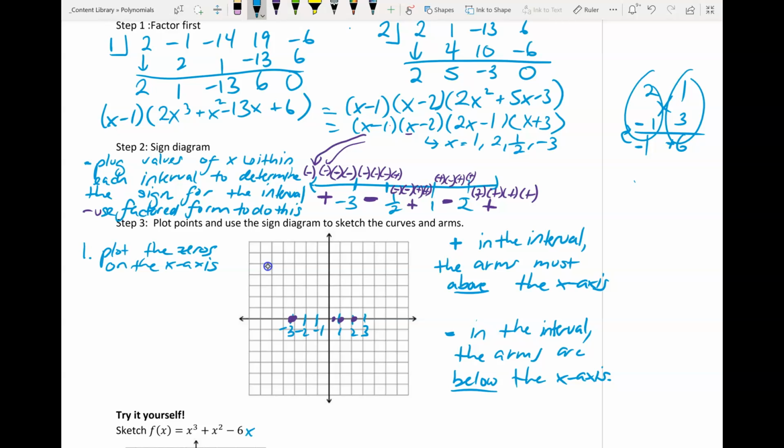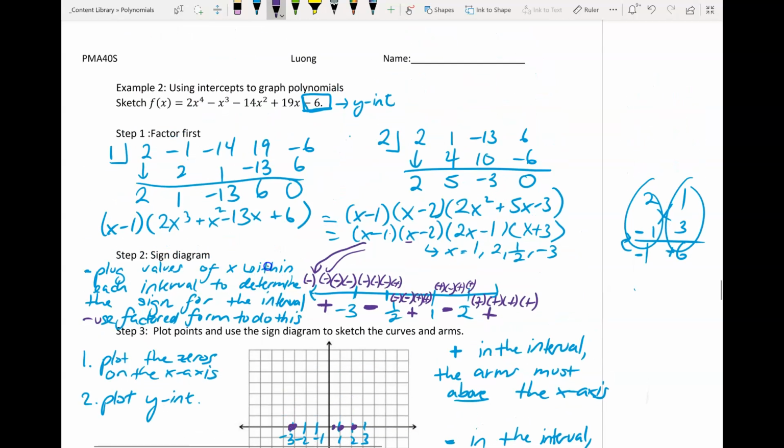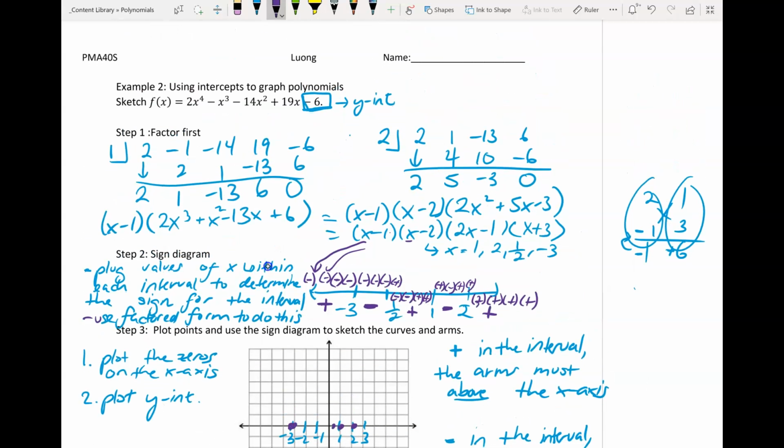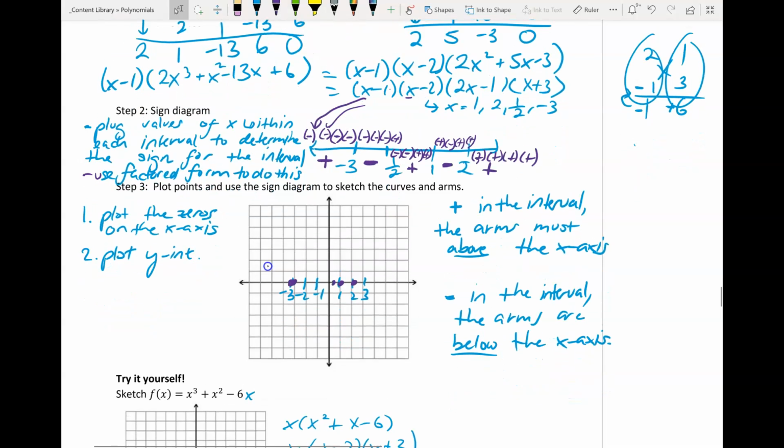Your second step is to plot the y-intercept. And our y-intercept, if you just look at the top here, we stated that it is going to be -6. So 1, 2, 3, 4, 5, 6. This is where -6 is. I'm going to plot that point. Now we're going to follow the rules of the sign diagram.